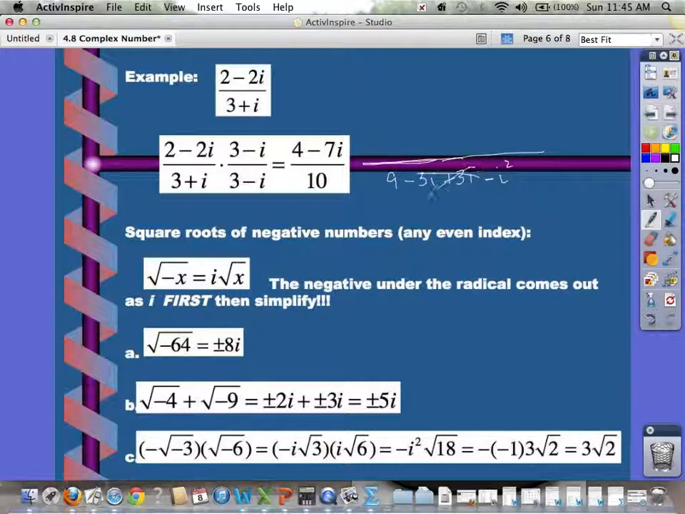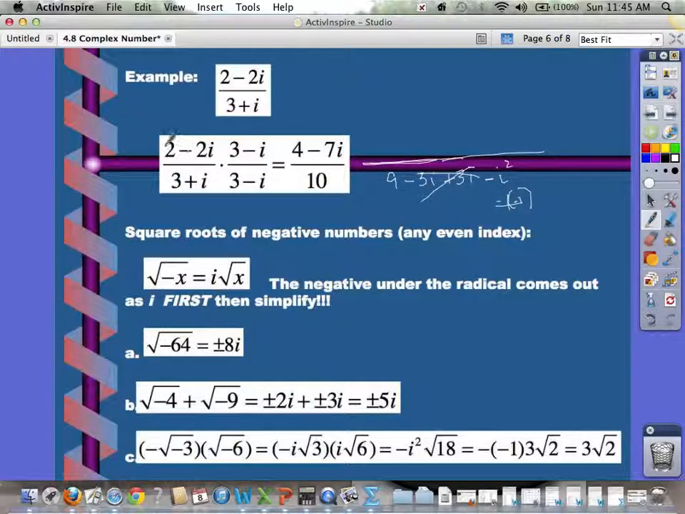So you see how this cancels out. i squared is negative 1. Notice it's a minus in front of it already, so you need to keep that in your problem. That turns into a plus 1. That's why 10 is the only thing on the bottom, which is what we want. We don't want anything except plain old numbers on the bottom.